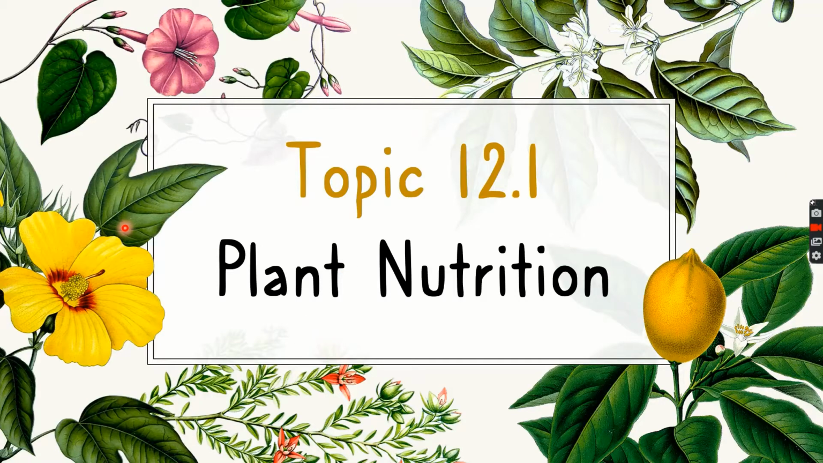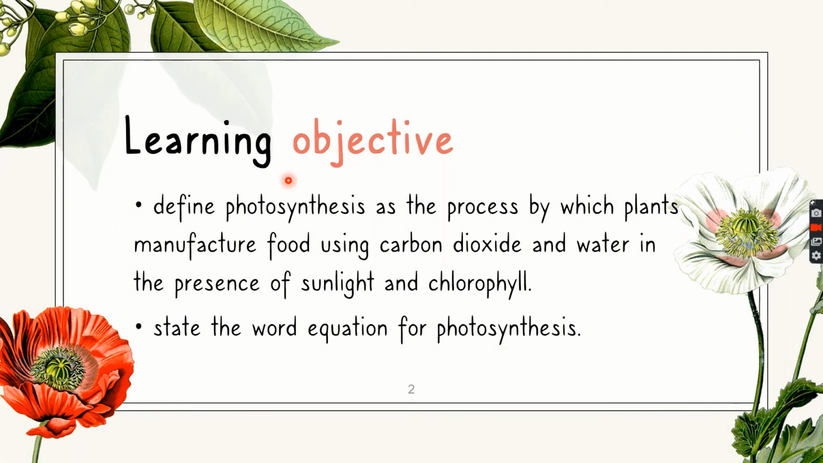Good morning. Today we are going to cover topic 12 and we're going to do a recap of 12.1, which is plant nutrition first. So the learning objective for plant nutrition is that you need to define photosynthesis as the process by which plants manufacture food using carbon dioxide and water in the presence of sunlight and chlorophyll. The second learning objective is to state the word equation for photosynthesis, but I'm also going to teach you guys how to write down the symbol equation as well.